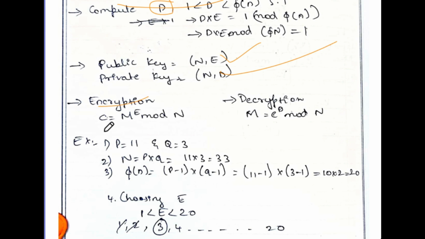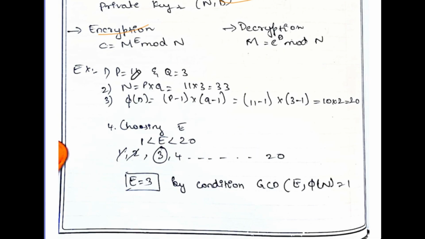The formula for encryption: C is equal to M to the power of E mod n. For decryption, M is equal to C to the power of D mod n. So 11 and 3, these two numbers will be asked. Just remember these two. P and Q are selected, multiplied and stored in n. Phi of n is equal to (P minus 1) star (Q minus 1), which is 10 star 2, which is 20.